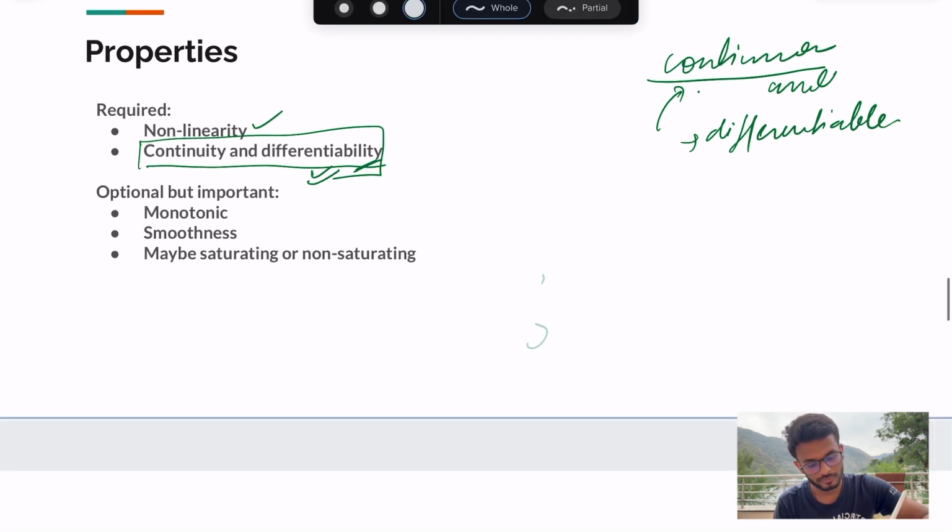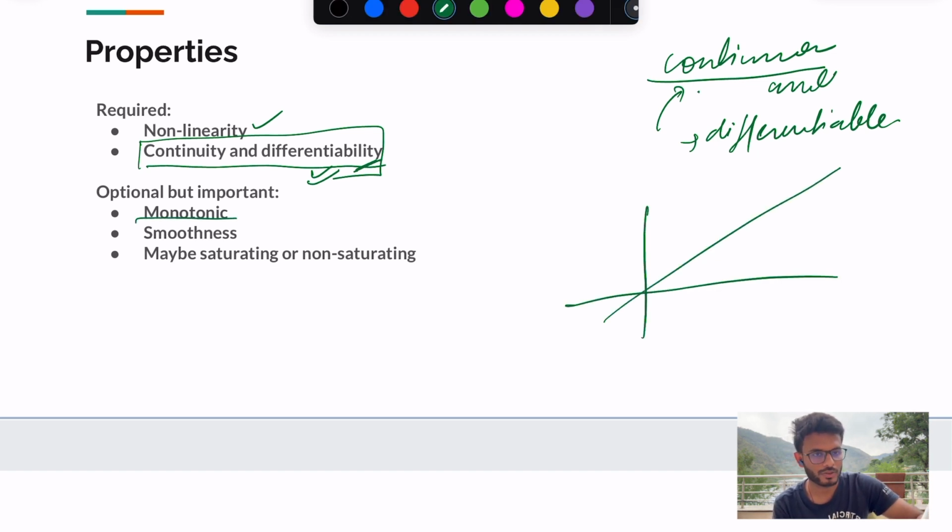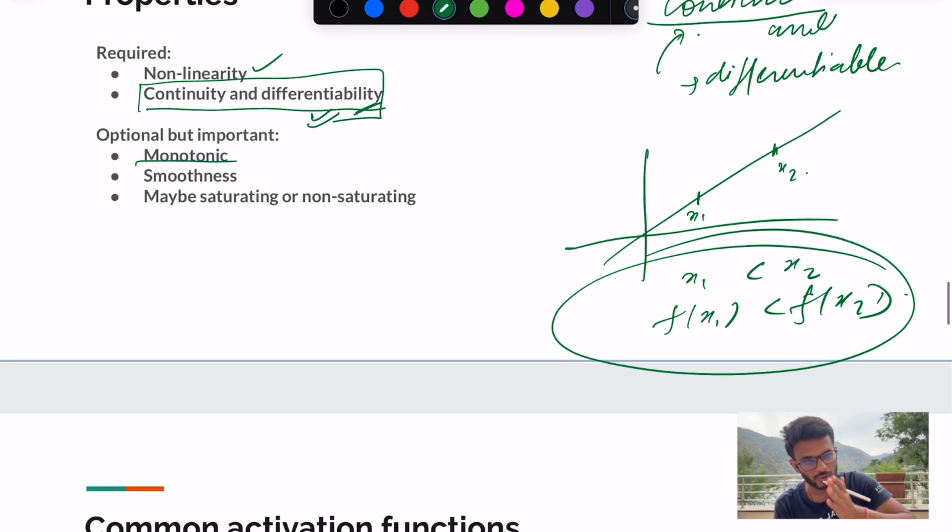Now these two properties are the required ones. The optional but not important ones are monotonic, smoothness, and maybe saturating or non-saturating. So monotonic means that this is a monotonic function. If I have two points x1 and x2, and x1 is less than x2, then f of x1 should also be less than f of x2. So this is the property of monotonicity, that it grows in a certain way.